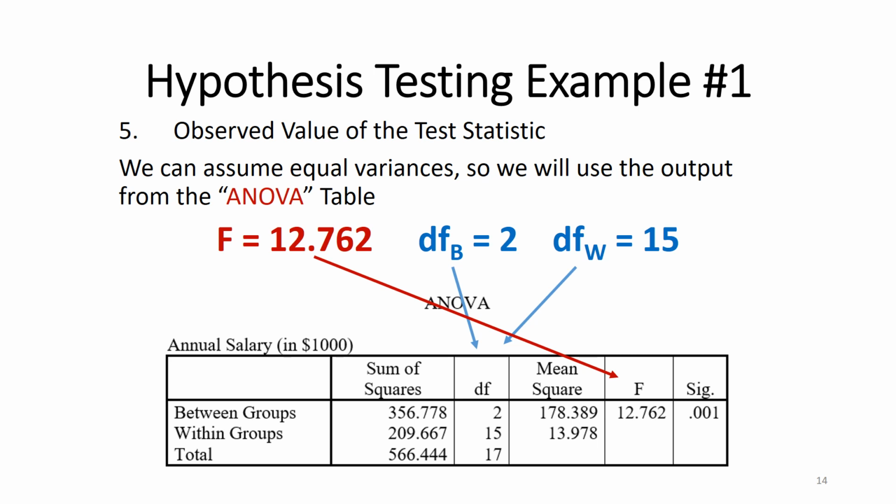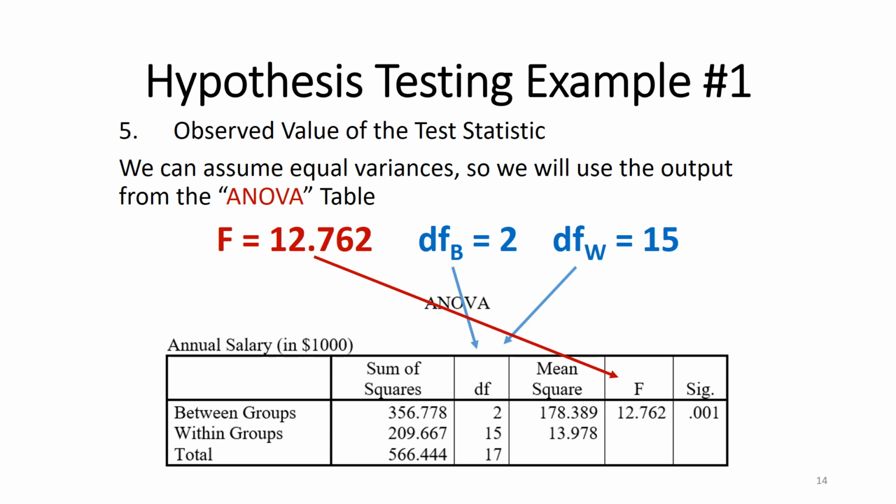The first thing we have to figure out is the value of our observed test statistic. Since we were able to meet the assumption of equal variances, we can go ahead and report the actual F statistic from the ANOVA table. That's what you see in red, that 12.762, and I have an arrow pointing to it. Then I need to figure out the associated degrees of freedom that I also need to report alongside that F. There are two of them: degrees of freedom between and degrees of freedom within.